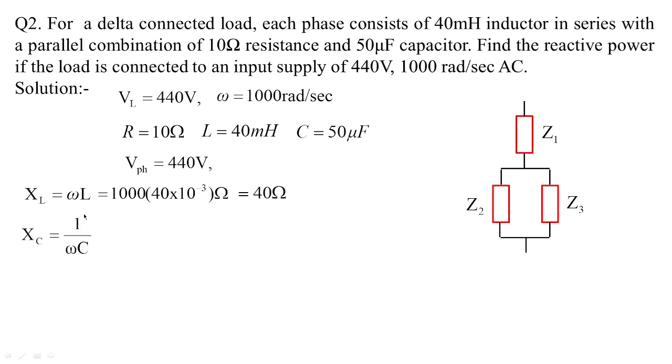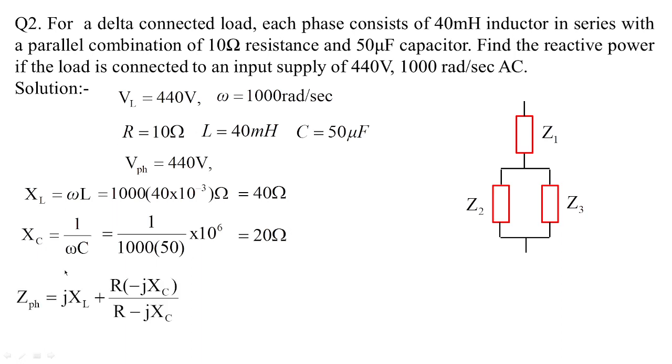Similarly, XC is equal to 1 by omega C. So the value of omega is 1000, C is 50 micro. So when micro goes to the denominator, it becomes 10 to the power of 6. This value will be equal to 20 ohms. Now once inductive reactance and capacitive reactance are obtained, we can easily find out the value of impedance of the circuit.